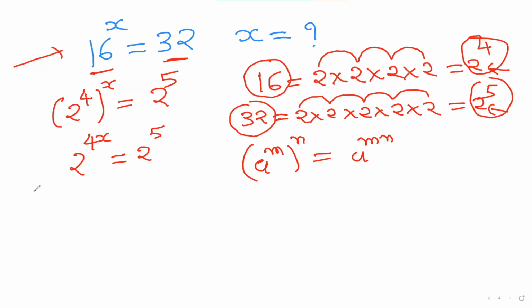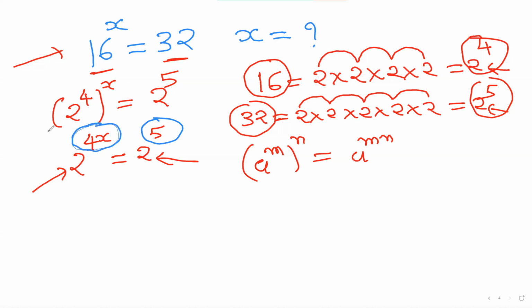Now my base is 2 here, my base is 2 here. So both bases are same. So my power has to be same as well. So my power is here 4x. And here my power is 5.